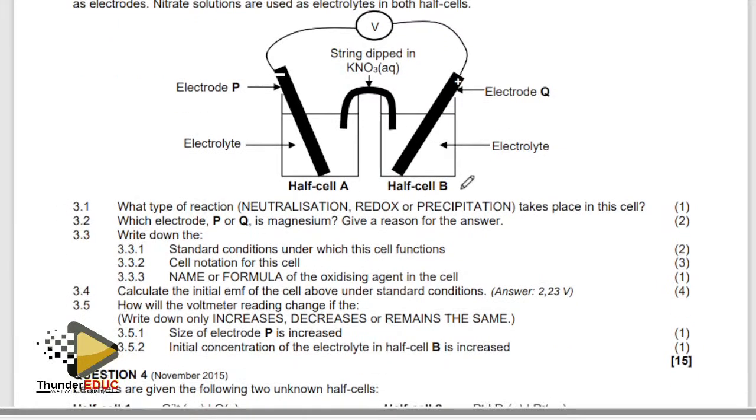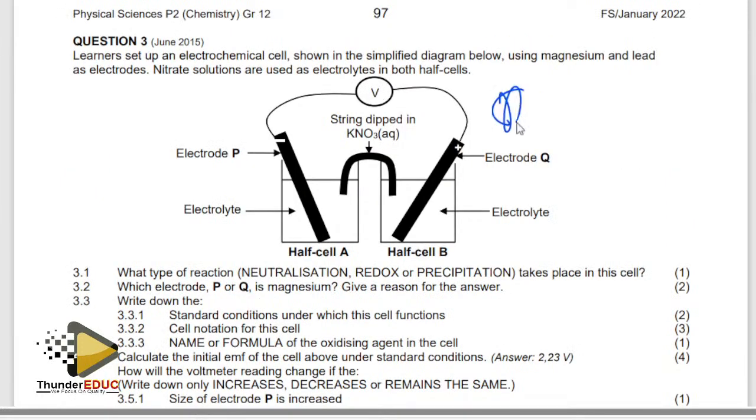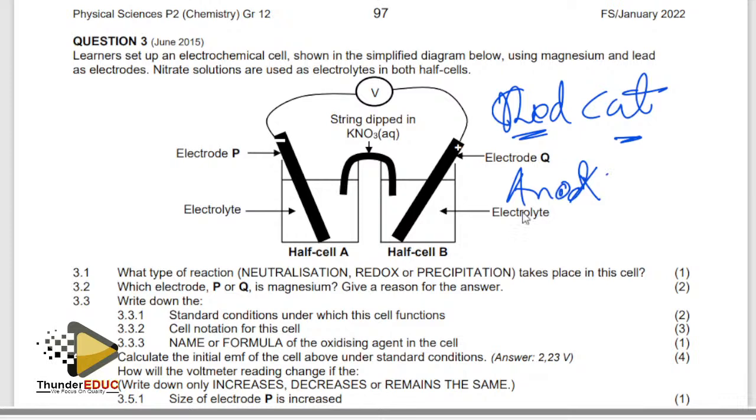Which one do we put on the cathode? Which one do we put on the anode? Don't forget that. Use what you call RED CAT. Reduction at the cathode. And then anode, AN OX, which means oxidation at the anode. So the anode is the positive in here, and then the cathode is the negative in here. So it's the reverse of the other way. In a galvanic cell, the anode is the negative and the cathode is the positive.